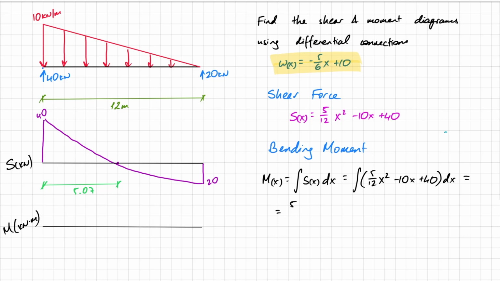I've got 5/12, then x squared integrated is x cubed over 3, minus 10 times x integrated gives me x squared over 2, plus 40, which is a constant, so it gets multiplied by x, and plus c2, a constant of integration. Let's just rewrite that a bit more neatly. So I've got 5/36 x cubed minus 5x squared plus 40x plus c2.